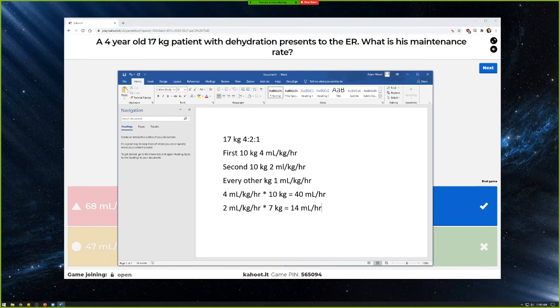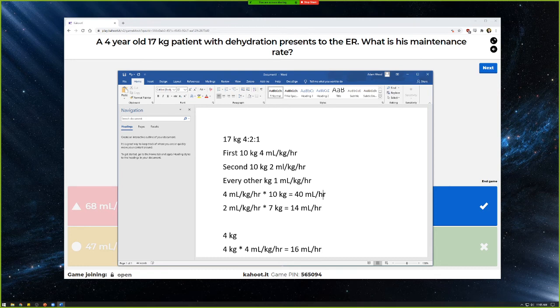What if they weigh less than 10 kilograms? That's a good question, Andrea. So let's say they were 4 kilograms. Well, what would you do then? It's even easier, right? So then you should do 4 kilograms times 4 mLs per kilogram per hour. So their maintenance rate would just be 16 mLs per hour. Just that easy, right? So again, look at how much they weigh, see which part of the rule you need to incorporate there, and then you should be good.